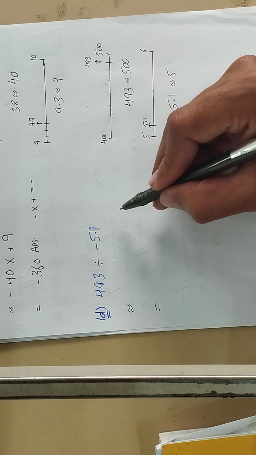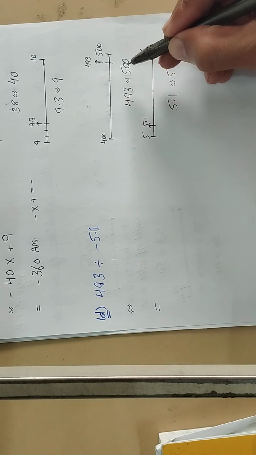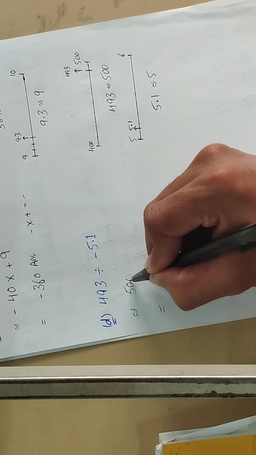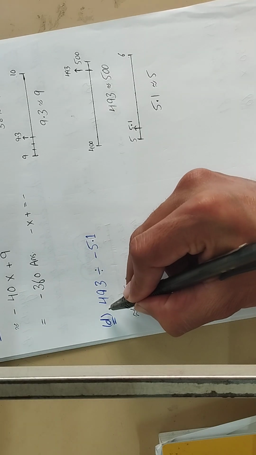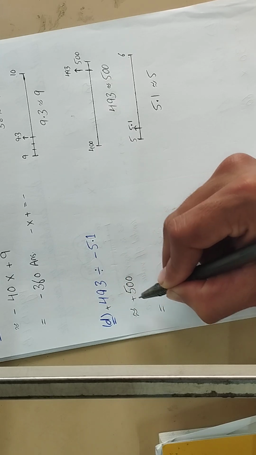So now the first step is to write the rounded off value of these two numbers. 493, its rounded off value is 500. It means this one is 500, and there is no sign with it. No sign means plus sign, so this number is positive number, we can write plus sign with it.